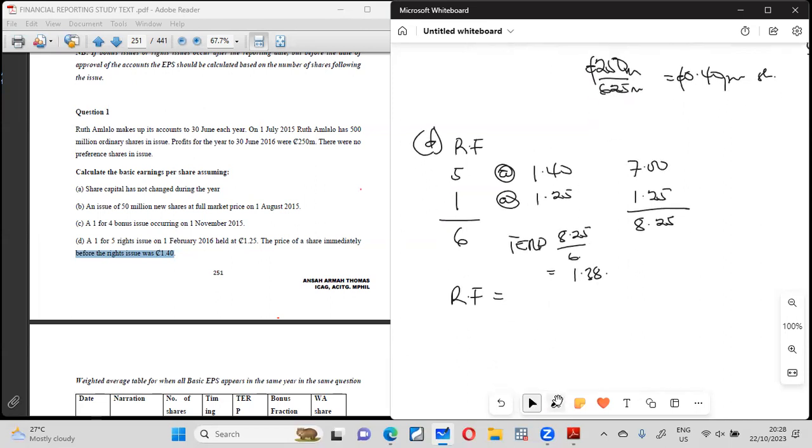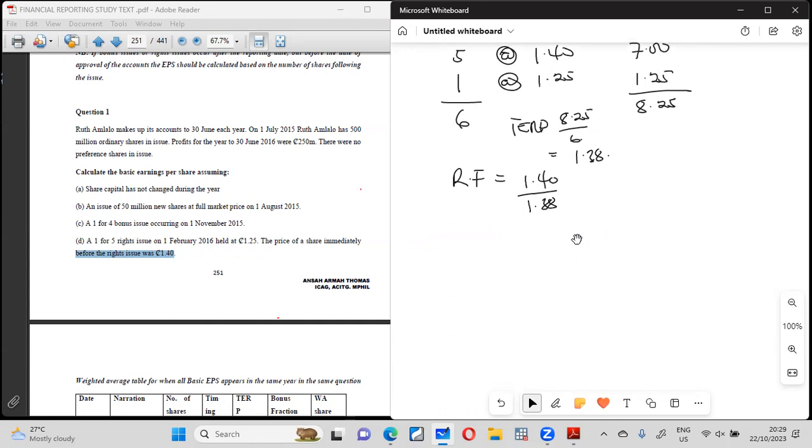So our rights fraction will be given by: what is the price before? 1.4. So 1.4 over 1.38, or 1.375, whichever one you want.